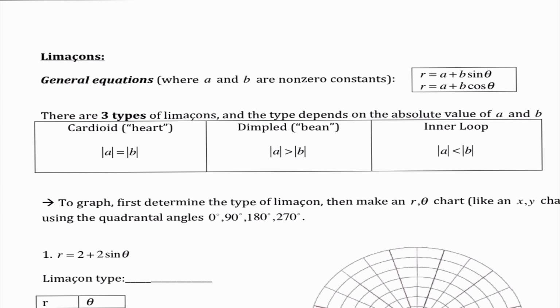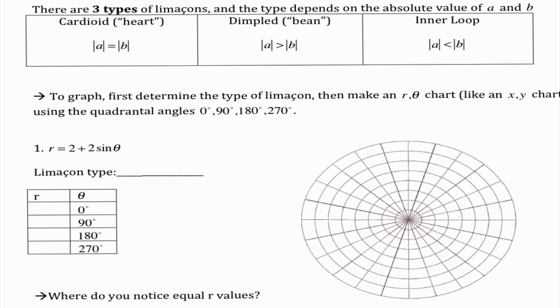So there are 3 different types of limacons, and it really depends on the values of a and b. When the absolute value of a equals the absolute value of b, we call that a cardioid, or a heart. Okay, we call it a cardioid, but we know the shape is like a heart. When the absolute value of a is greater than the absolute value of b, we call it dimpled, and it kind of looks like a bean. And when the absolute value of a is less than the absolute value of b, we call it an inner loop.